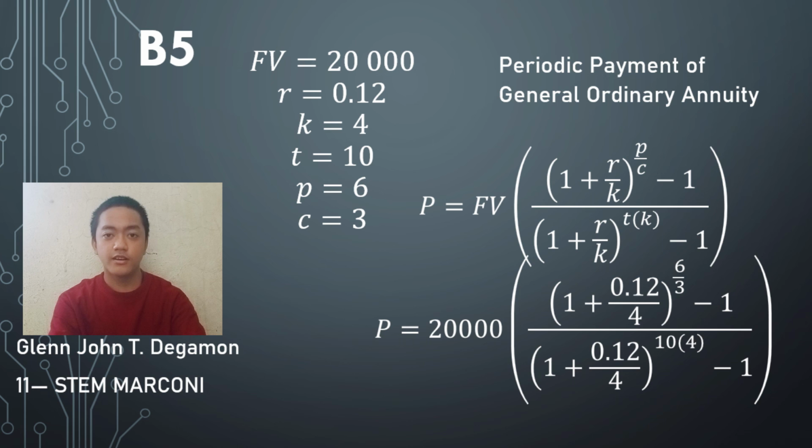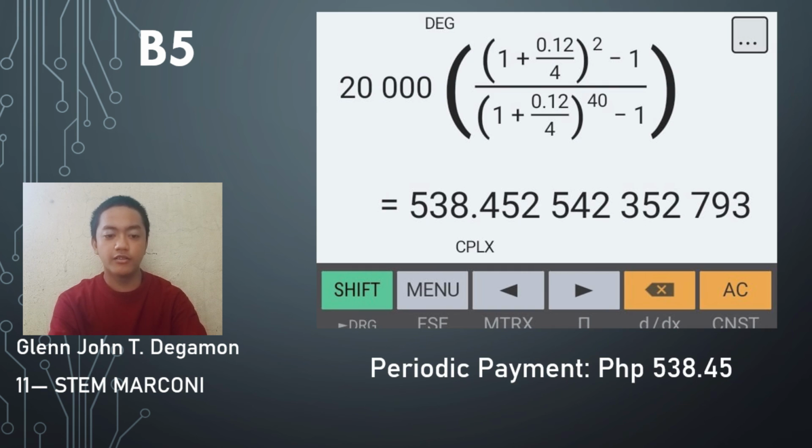So just substitute the values into the formula. So this will be 20,000 multiplied by 1 plus 0.12 all over 4 to the power of 6 over 3, or this would be equal to 2, minus 1, all over 1 plus 0.12 all over 4 to the power of 10 times 4, or this will be 40, minus 1. Just input the formula into the scientific calculator in order to obtain the best possible answer. For our answer, this will be 538 pesos and 45 centavos.